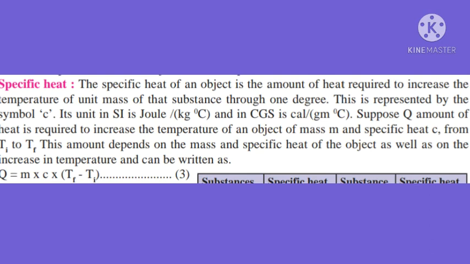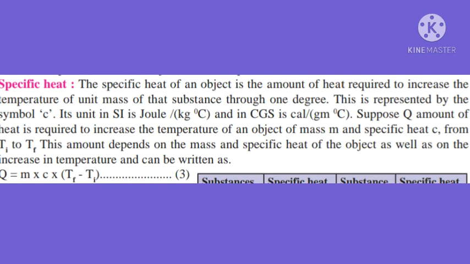Specific heat. The specific heat of an object is the amount of heat required to increase the temperature of unit mass of that substance through 1 degree. This is represented by the symbol C. Its unit in SI is joule per kilogram degree C, and in CGS is calorie per gram degree C.